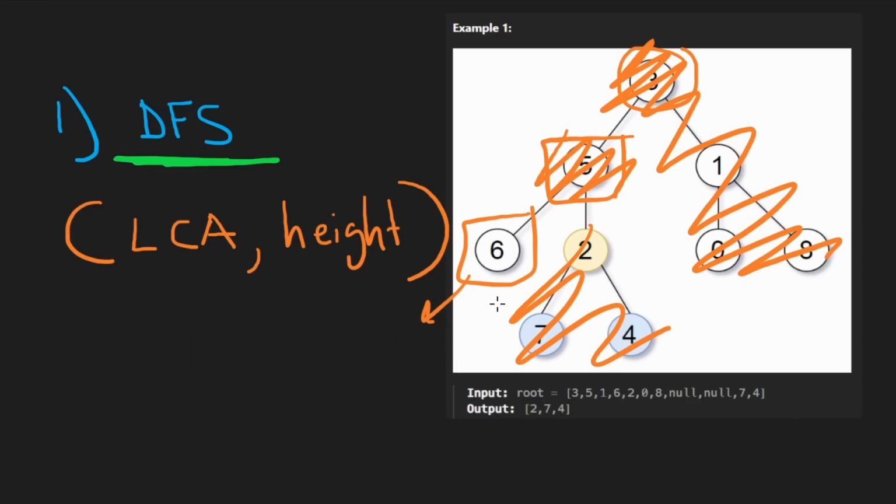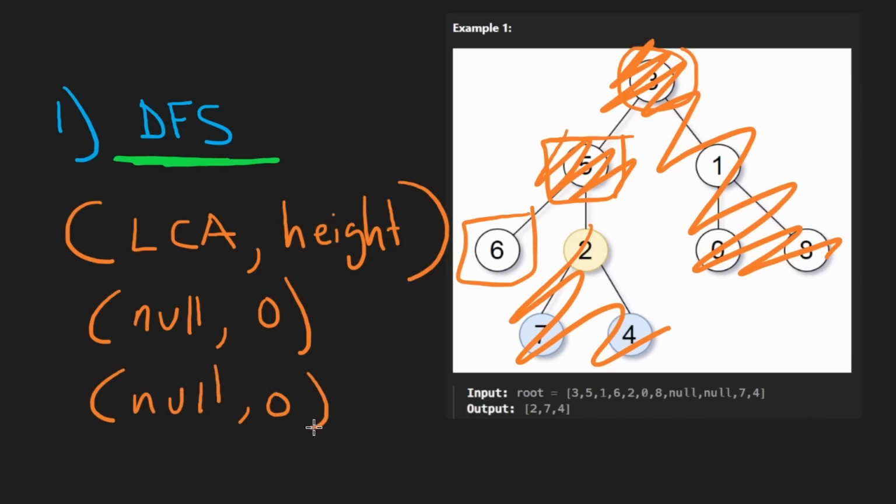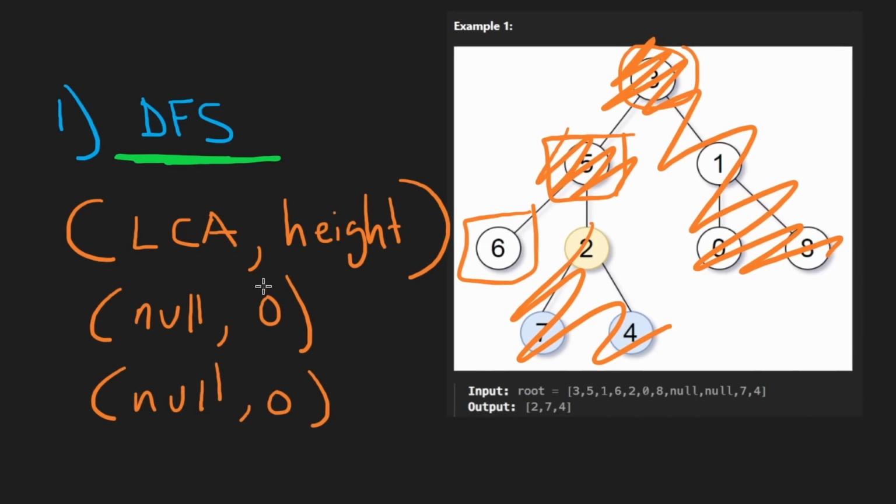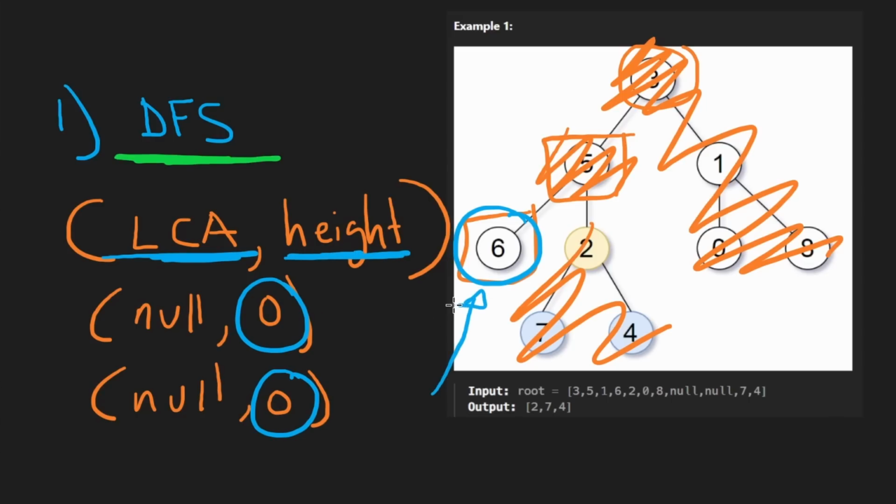Now is when we're going to ask the question, okay, I got two values. I got null and 0 on the left side. I got null and 0 on the right side. So it clearly looks like the height of these two trees is equal, and thus this is a lowest common ancestor. So I'm going to return this as the node. Now, what am I going to return as the height? Well, what's the height of this tree? It's 1. So that's what I'm going to return.